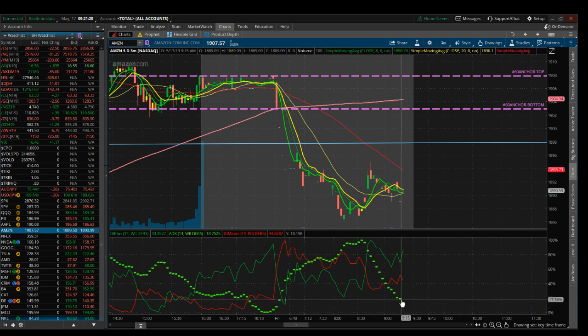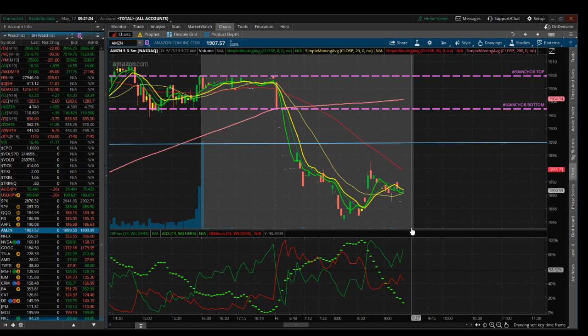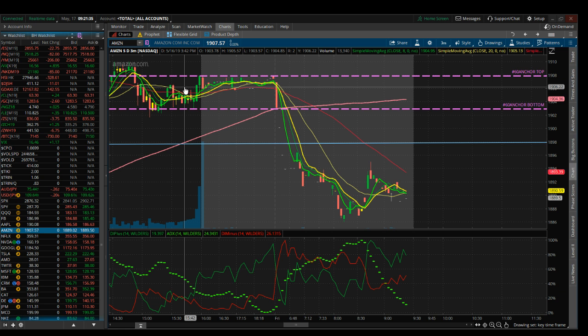But right now it's just kind of sluggish, so it's just kind of chopping around. So it is possible this could be a gap fade this morning, once this ADX breaks the 20% line. So I don't particularly like trading the price action on the 3-minute chart. I think it gets a little too complicated. You have to be like super ninja skills.